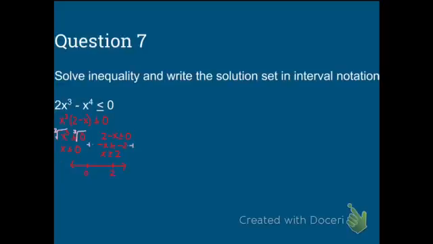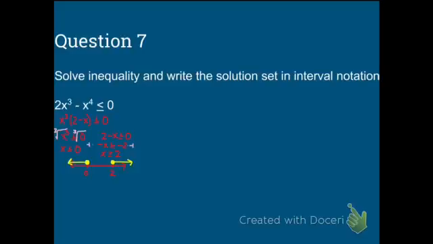So here you have x is less than or equal to 0, so it's a closed circle on 0 and everything less than. And x is greater than or equal to 2, so you have a closed circle on 2 and everything greater.